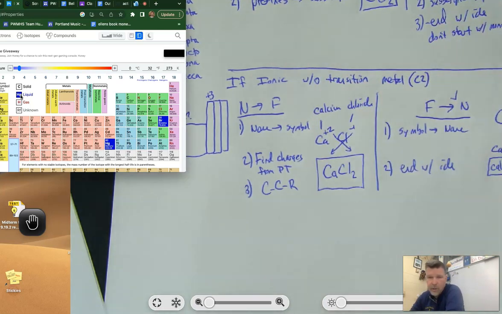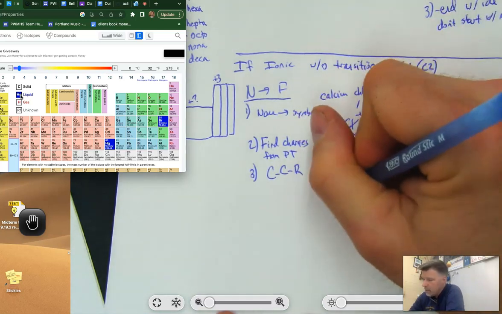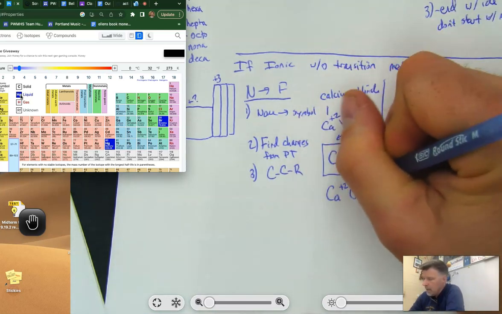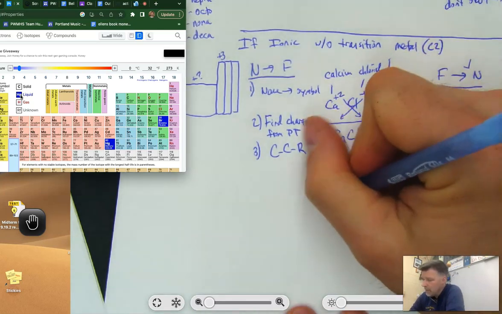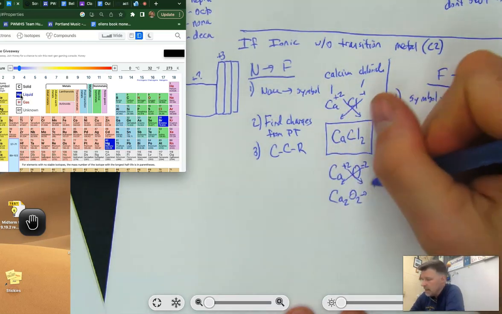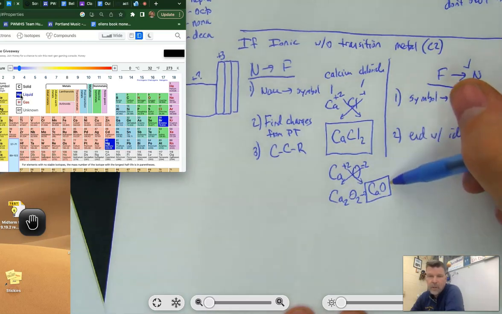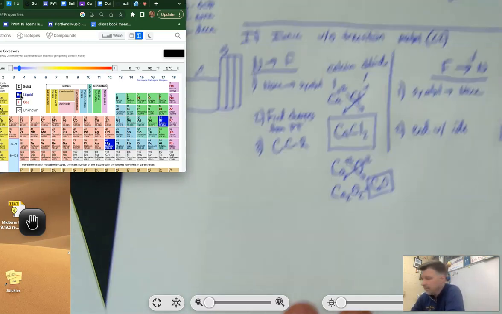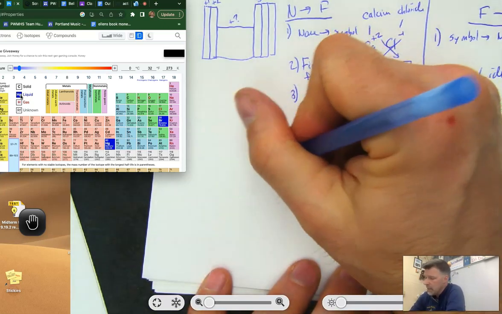Let me give an example of one that would reduce. Like if you had calcium oxide, you would have ended up with a +2 and a -2. You would have crisscrossed, and it would have been Ca2O2, but that reduces to CaO. It's the same ratio. Put in the lowest term ratio. Crisscross, reduce. All right, last one. How to actually do this.